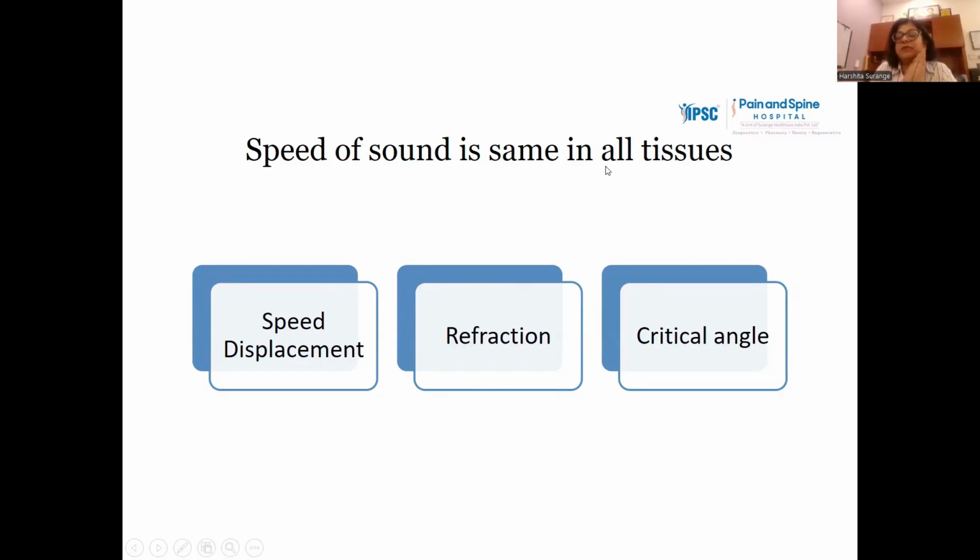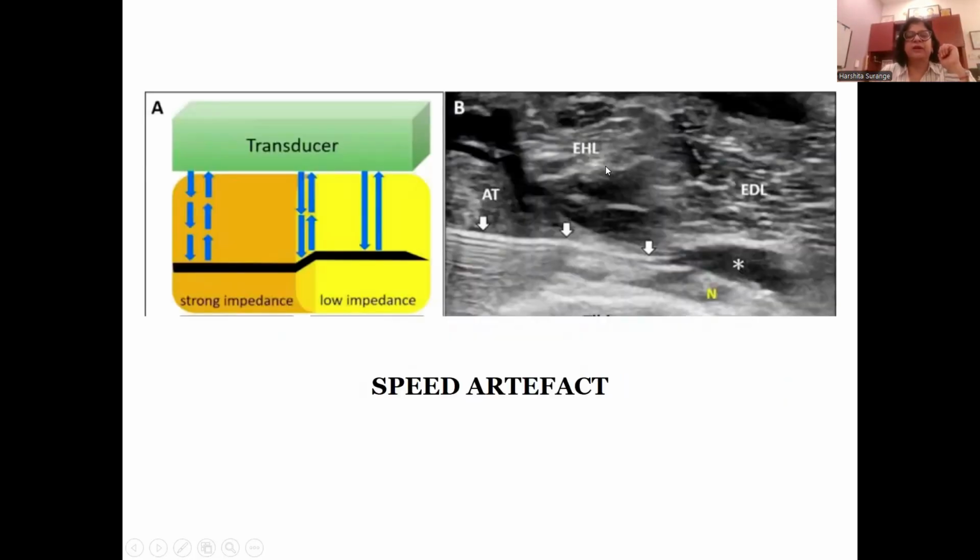Then apart from that, we'll have critical angle and refraction. We already discussed the critical angle. Let's discuss speed displacement and refraction. So now here, what is happening? You're putting in a needle right here, right? And the needle appears bent. Can you see this bend in the needle? Is this the needle bend? No, this is not. But you get this bend because there are areas of strong impedance and there are areas of low impedance. So in the area of low impedance, the needle appears bent.